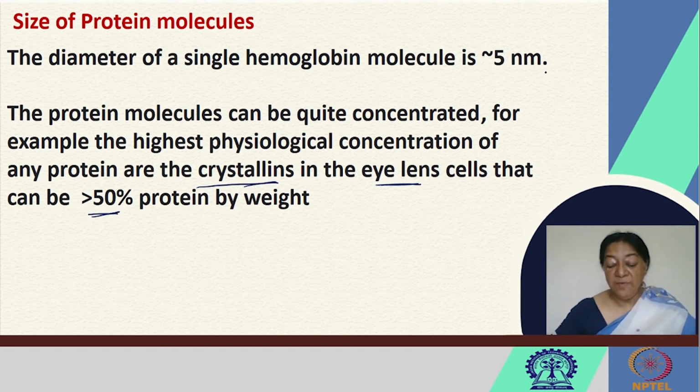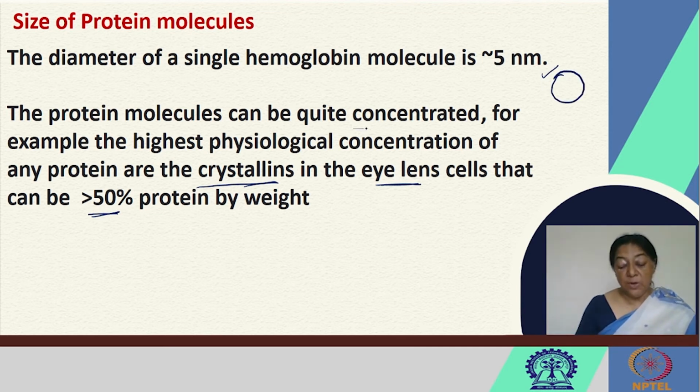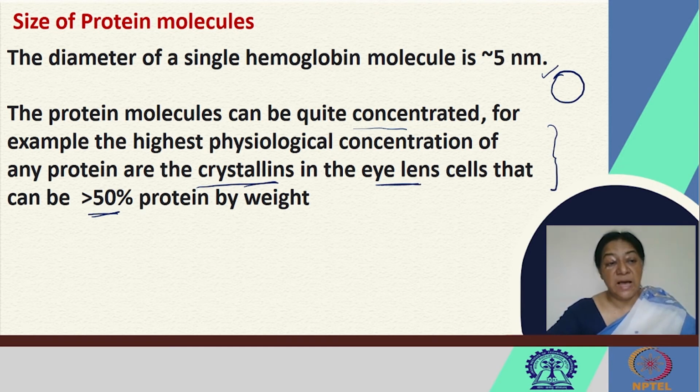So we can have a diameter of a single hemoglobin molecule that we could consider roughly globular in shape. The protein molecules can be concentrated, and the concentrations are highest for the crystalline proteins present in the lens, which can be greater than 50% protein by weight.